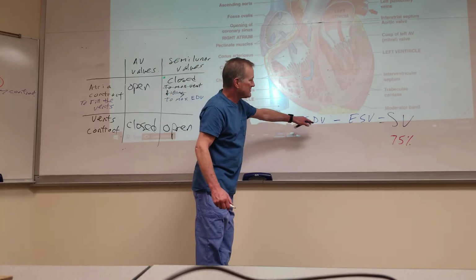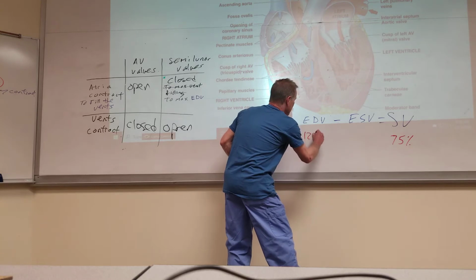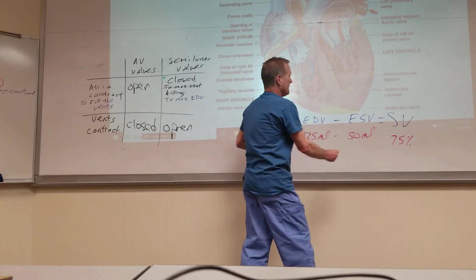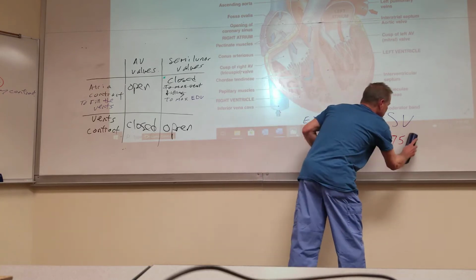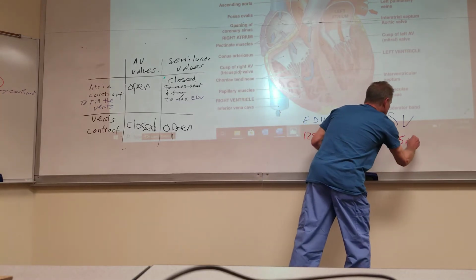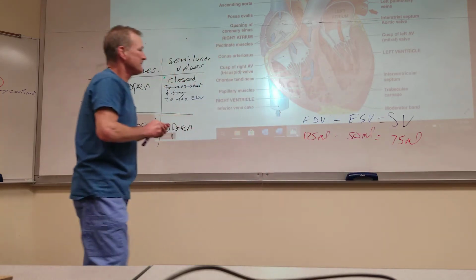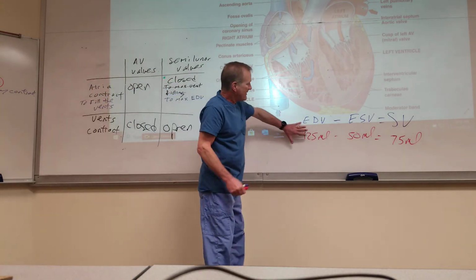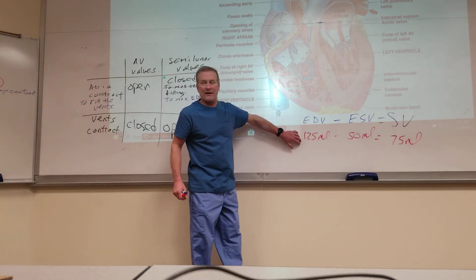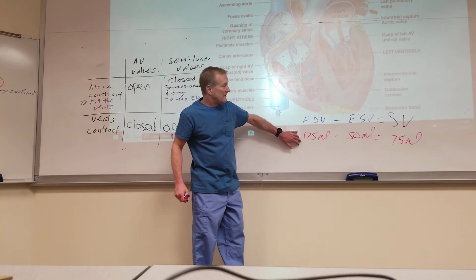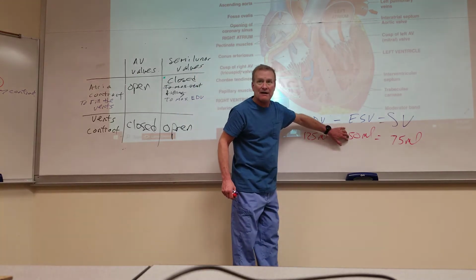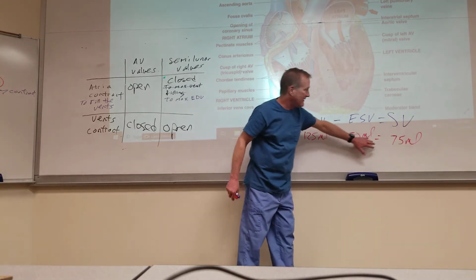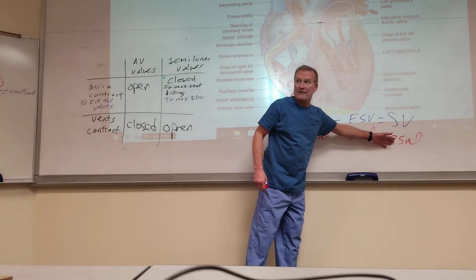Your textbook numbers for these others look like that. So in a resting adult, the volume in the ventricles before they contract is about 125 mils. The volume in the ventricles after they contract is about 50 mils. So what volume was ejected? 125 minus 50, about 75 mils.